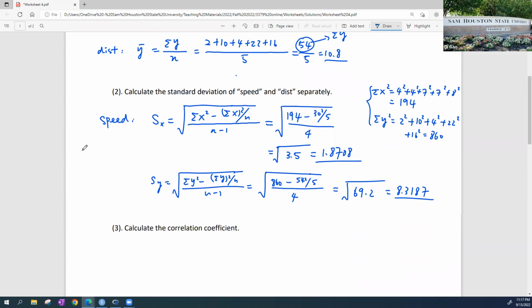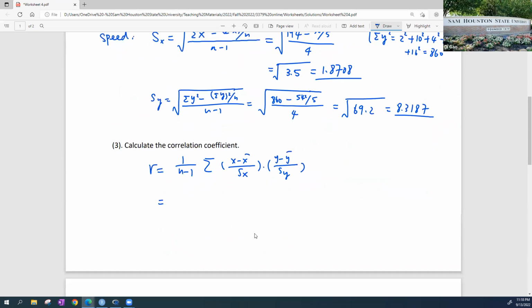Question 3, we want to calculate the correlation coefficient. The formula for that is r equals 1 over n minus 1 times the sum of (x minus x bar) over sx times (y minus y bar) over sy. So that's going to be 1 over 5 minus 1. n is 5, right? We're going to take a big sum.